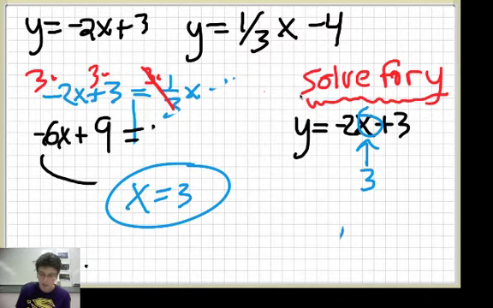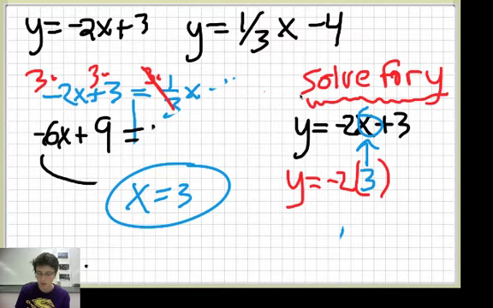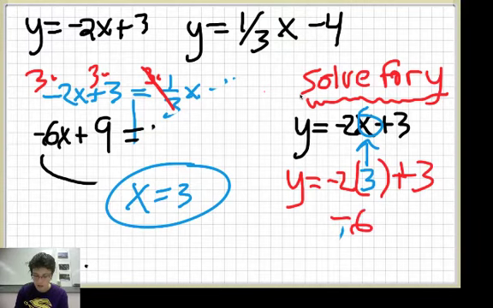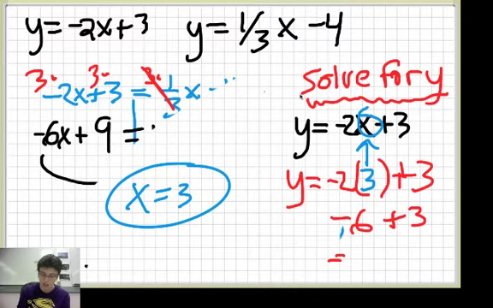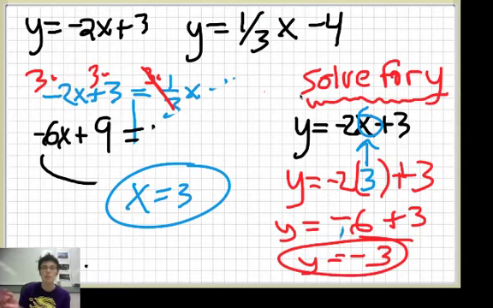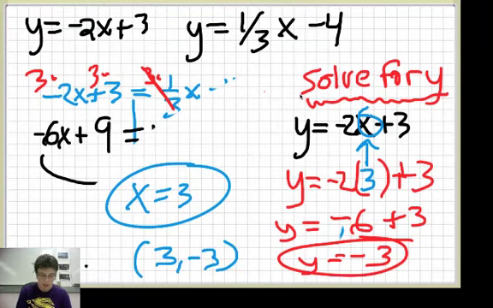So I'm going to have y equals negative 2x will be negative 2 times 3 plus 3. And then negative 2 times 3, I'll do the math, is negative 6 plus 3. And negative 6 plus 3 is negative 3. So I get y equals negative 3. And then this kind of backs up my answer from earlier. I got 3 and negative 3. That's exactly what I saw in the graph. And I write it like a point, 3 comma negative 3. And that's my answer.